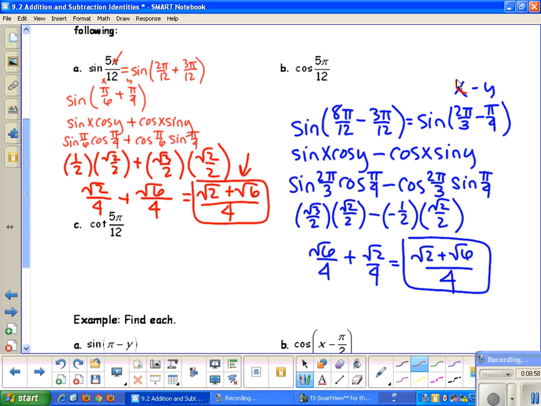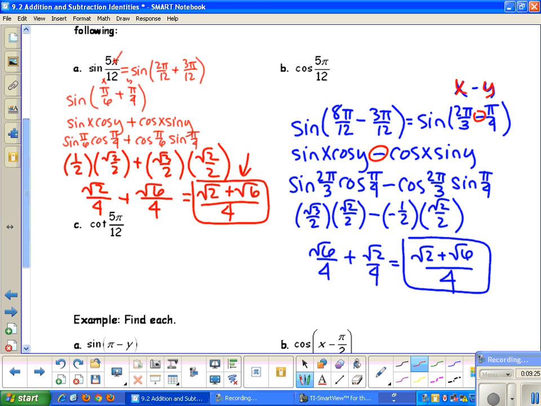So sine, if I call this x and this y, the sine of x cosine y minus cosine x sine y. So I get the sine of 2 pi over 3 cosine pi over 4 minus cosine 2 pi over 3 sine pi over 4. And another common mistake that students usually make is they try to make the angle negative pi over 4. This negative sign corresponds to the negative sign in my actual equation, so I don't make the angle negative pi over 4 when I plug it into my equation.